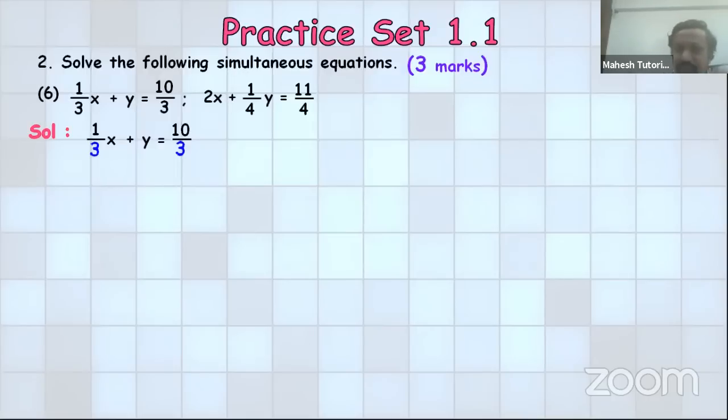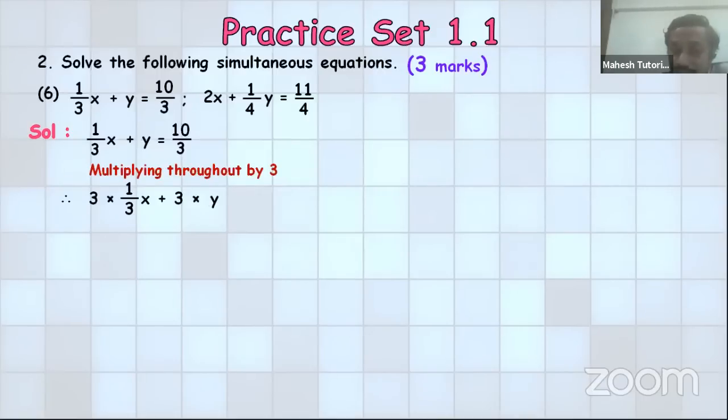So to get rid of this 3, what we'll do is, we will multiply throughout by 3. We'll multiply each and every term in this equation by 3. मतलब ये जो पहला टर्म है 1 upon 3x, it will get multiplied by 3. जो दूसरा टर्म है y, even that will get multiplied by 3. And जो third term है 10 upon 3, even that will get multiplied by 3. So we are multiplying each term by 3. I hope it is very clear कि why we are multiplying each term by 3, to get rid of the denominator 3.